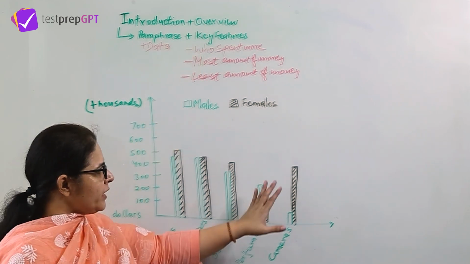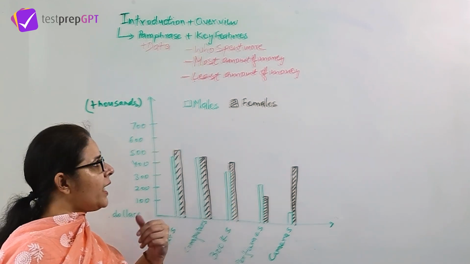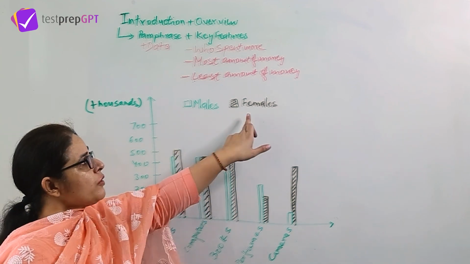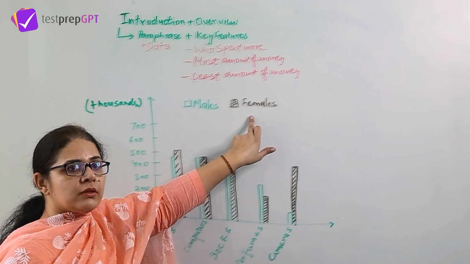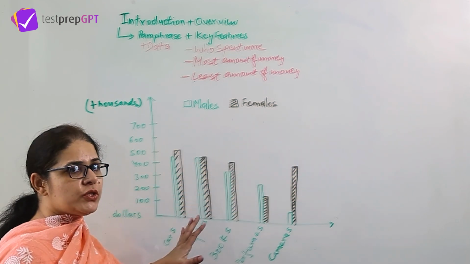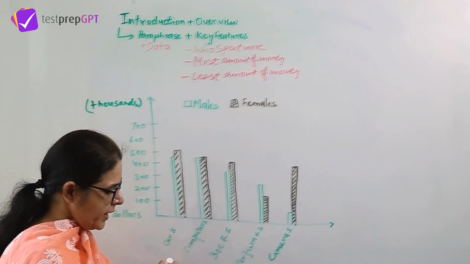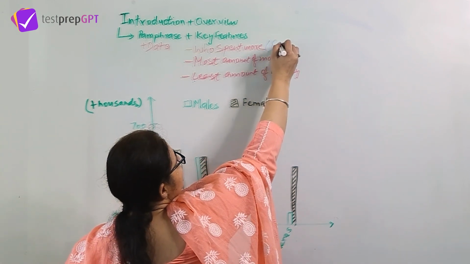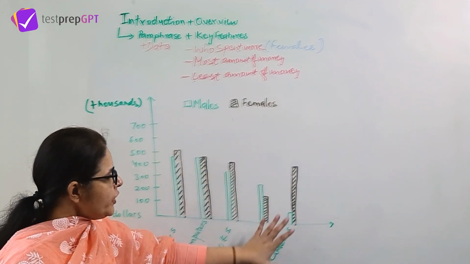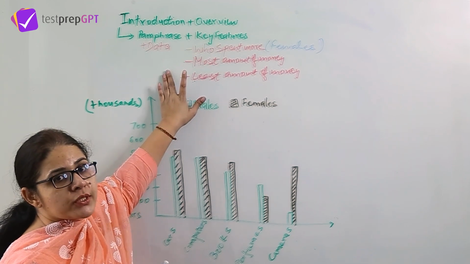So if you look at the graph, which do you see more, black or the green? I guess you will see more black. So that means females spend more money on these 5 consumer goods as compared to males. So who spent more money here? It's the females. Next we're going to look at on which consumer good the most amount of money was spent.